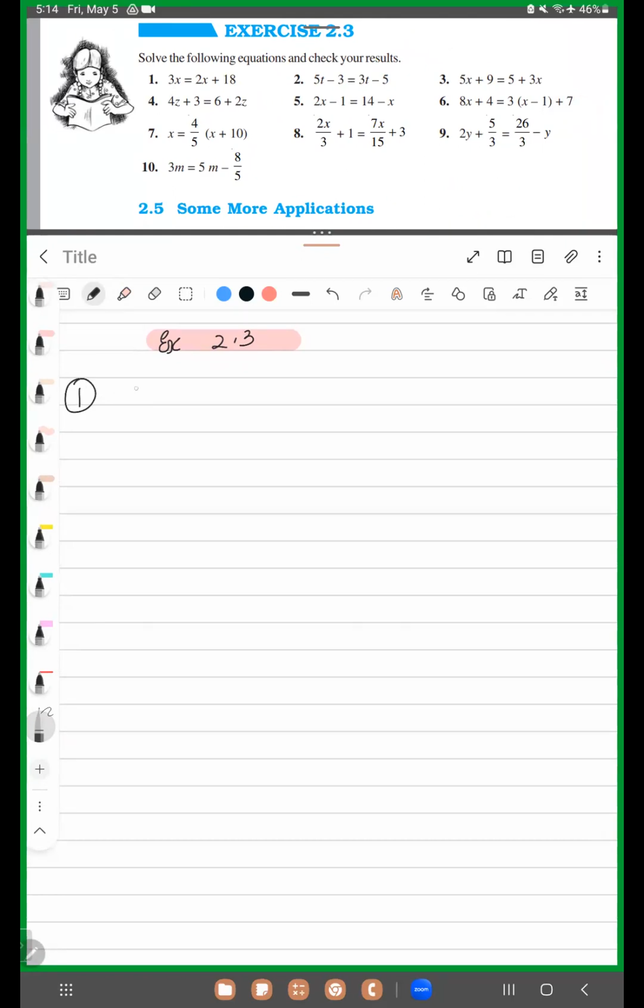First, the first question. 3x is equal to 2x plus 18. So first we will write all the terms together. So 3x and 2x are one term. So we will write 3x minus 2x because 2x is on the other side. So it is positive there. So when we bring it to the other side, it will become negative. Very good. Then is equal to positive 18. Very good. Then we will solve 3 minus 2, which will be 1. So we can just write it as x is equal to 18. Very good, Hiba. I really like the way you explained the entire thing.